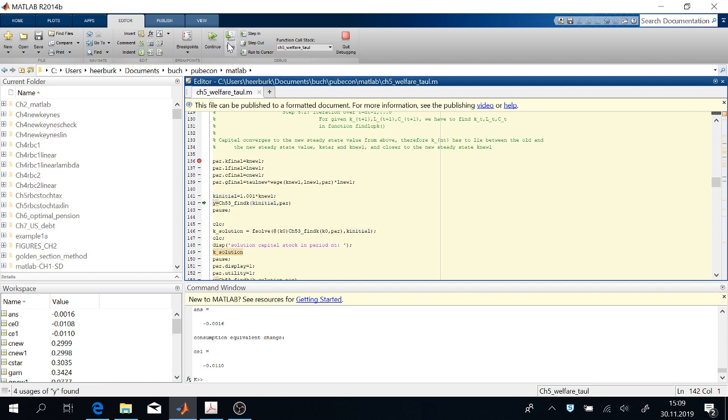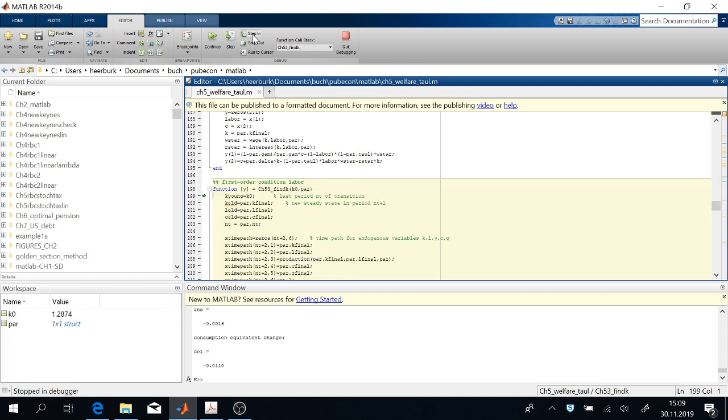Now for didactic reasons, I have included this line that we execute find K so that we can step in and analyze the function find K, which provides the outer loop. So for given initial value K40, it finds K0 and compares it to K star, the initial steady state value. The variables in period T are stored in K young, C young, and L young, respectively, and the variables in period T plus 1 are stored in K old, L old, C old.